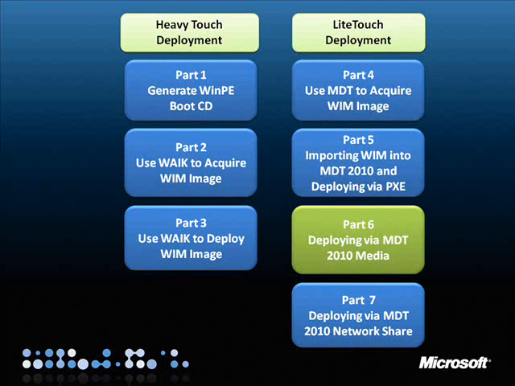In part 6 of this video series, we will take a look at how to prepare the MDT media, enabling us to deploy Windows 7 even to branch offices that may not permit us to use the wide area network for deployment.